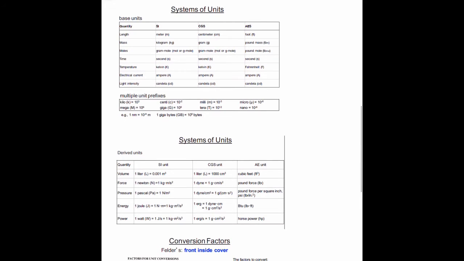The first type would be base units, which can come under three different systems. Firstly being the SI unit, or the CGS, which is centimeter gram seconds. Basically, instead of using meters as in the case of SI units, you are using cm. And there is also the American engineering system, and each of these have their own set of units.